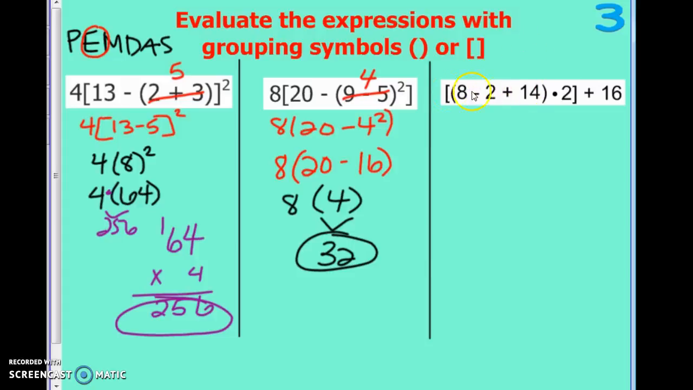Inside our order of operations, our parentheses here, this is a tricky one. Do your addition and subtraction from left to right. This is subtraction, this is addition, it doesn't matter. Go from left to right. So 8 minus 2 is going to give us 6.